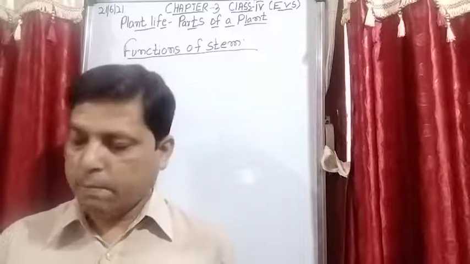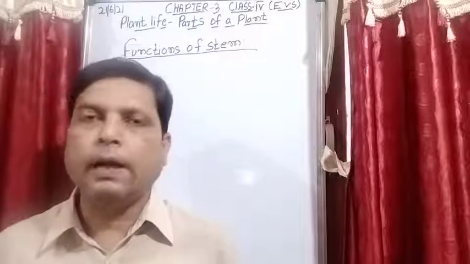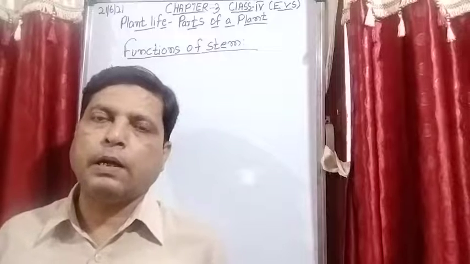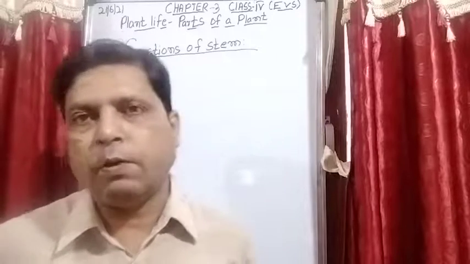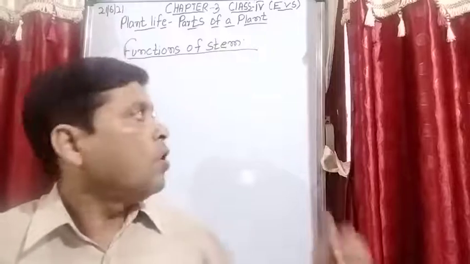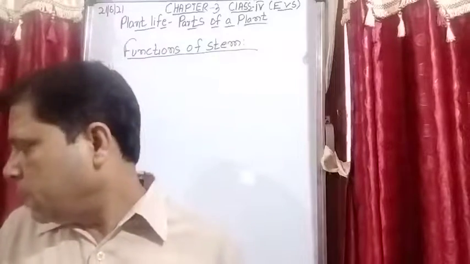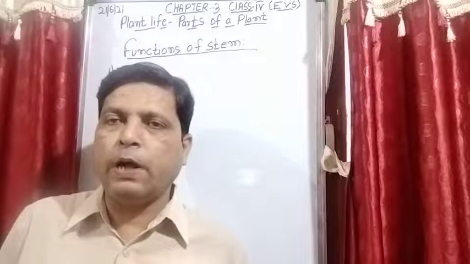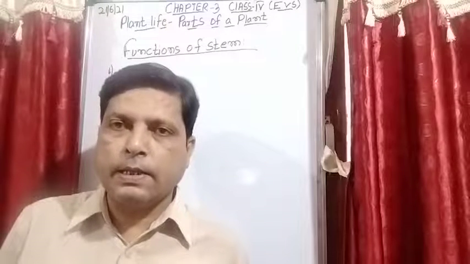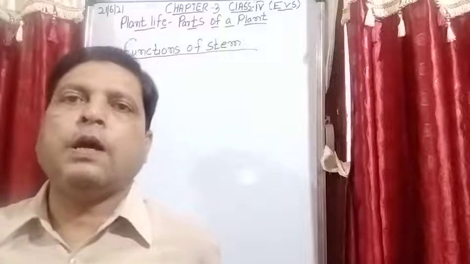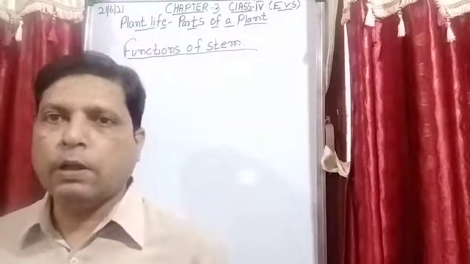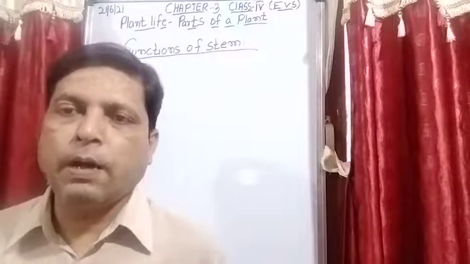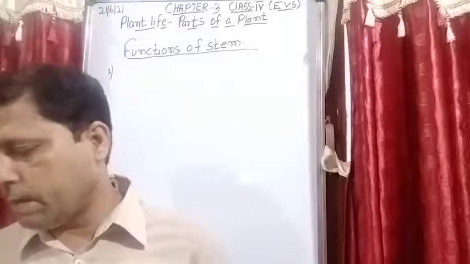The stem supports the plant above the ground. And what are the parts of the stem? I have already written them on the board: branches, leaf, flower, fruit and bud are the parts of the stem. So one of the functions of the stem is to support the plant above the ground. This is the function of the stem.